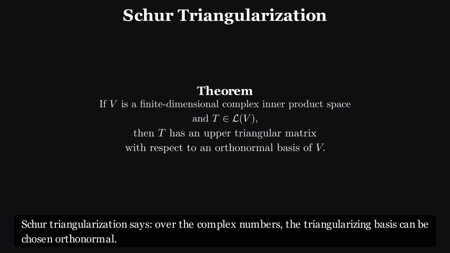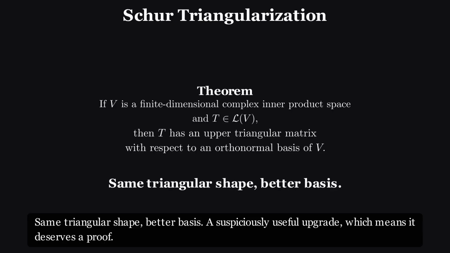Schur triangularization says, over the complex numbers, the triangularizing basis can be chosen orthonormal. Same triangular shape, better basis. A suspiciously useful upgrade, which means it deserves a proof.